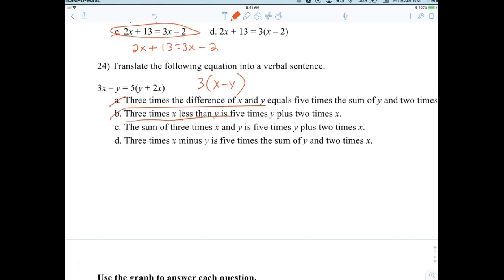Let's look at C. The sum means to do what? So that's out. 3 times x minus y, that looks good, is 5 times the sum of y and 2x. All right, so we know the answer is what now? We know the answer is D. Notice I just didn't cross out A, B, and C and said I know it had to be D, because every once in a while you can make a mistake on what you've crossed out. Does everybody see that?